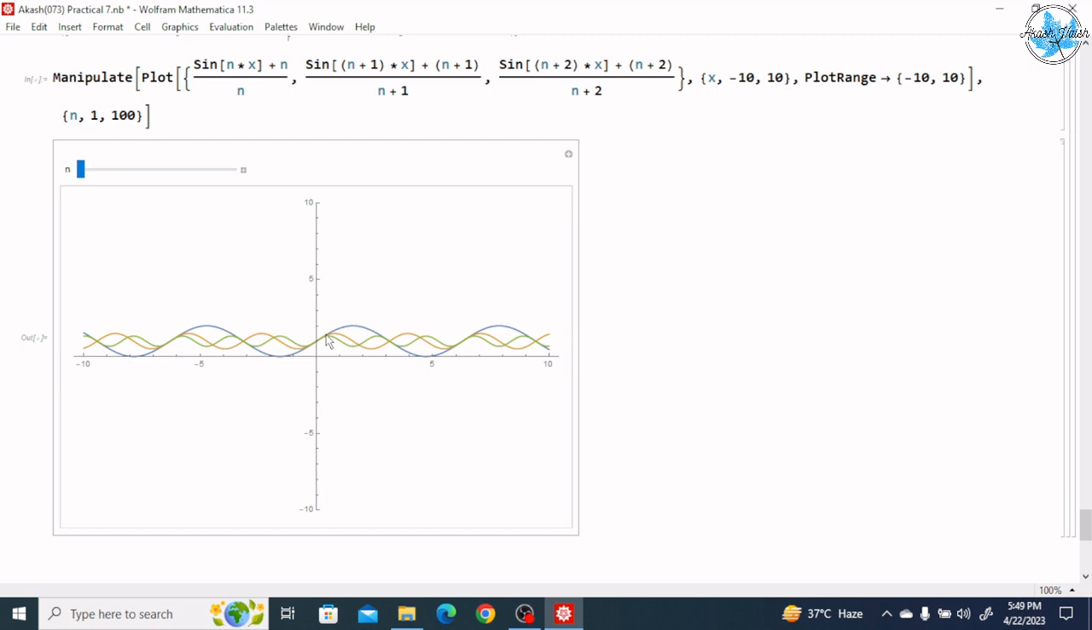So now you have understood how we draw the graph of the limit of the sequence of functions, how we draw the graph of a sequence of functions, or the pointwise convergence of the function.